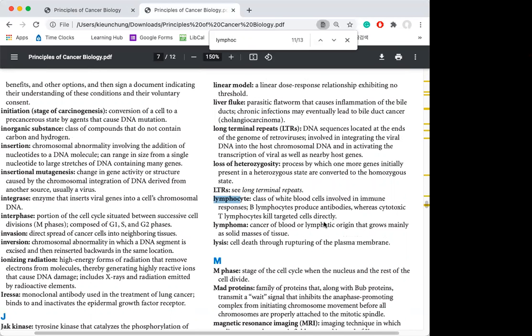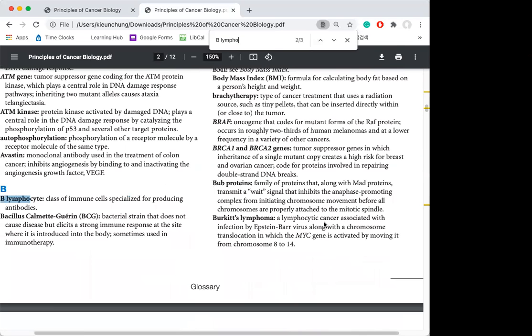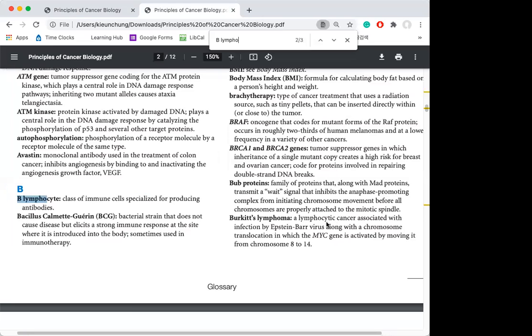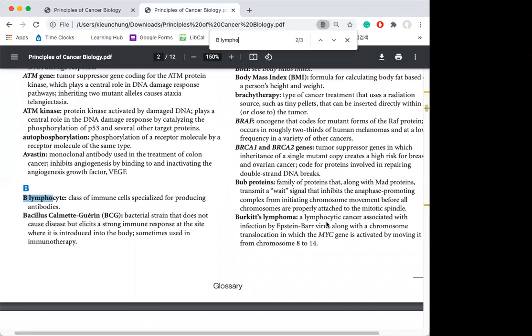Class of white blood cell involved in immune responses. B lymphocytes produce antibodies, whereas cytotoxic T lymphocytes kill targeted cells directly. B lymphocyte: class of immune cells specialized for producing antibodies.